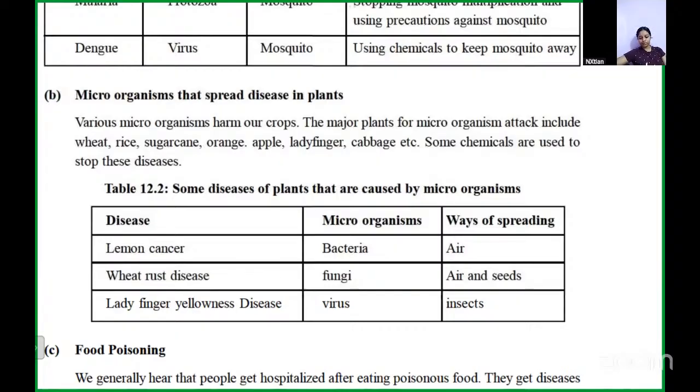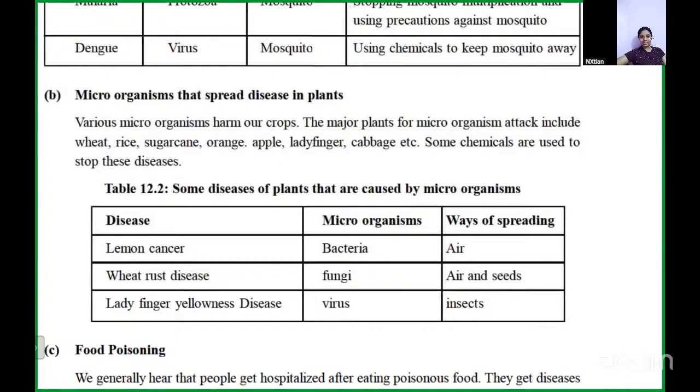Now, let's see some of the diseases in plants. We have lemon cancer, which is caused by bacteria and it is spread through air. Then we have wheat rust disease, which is caused in the wheat crop by fungi, and it is spread by air and seeds. Then there is ladyfinger yellowness disease, which is caused by a virus, and it is spread through insects.